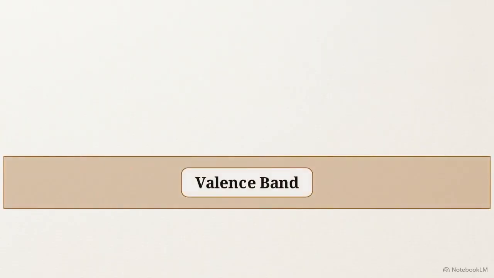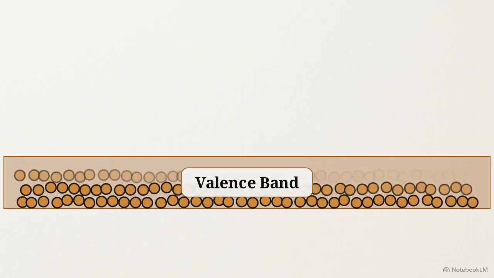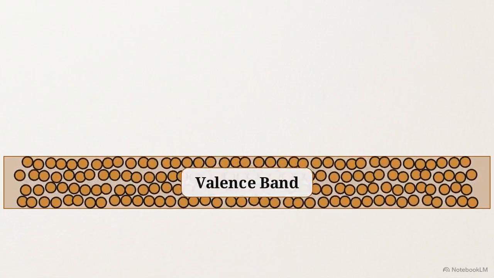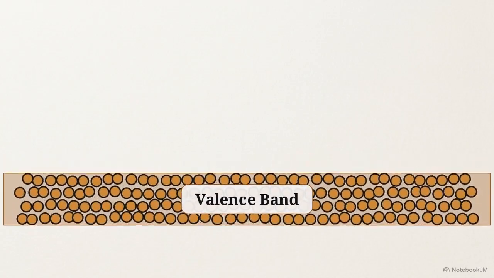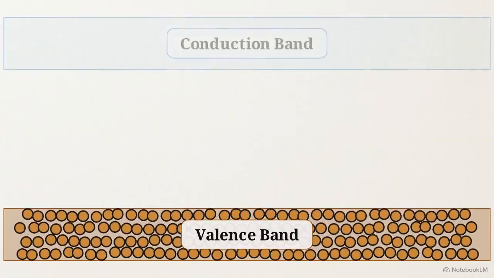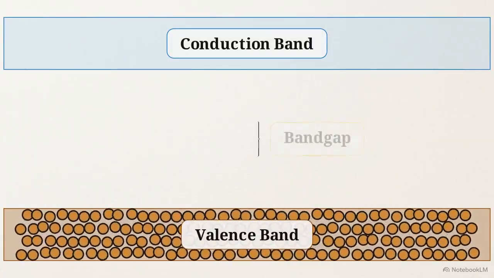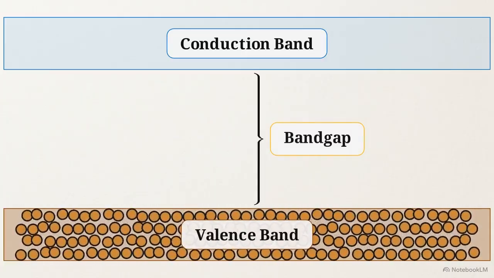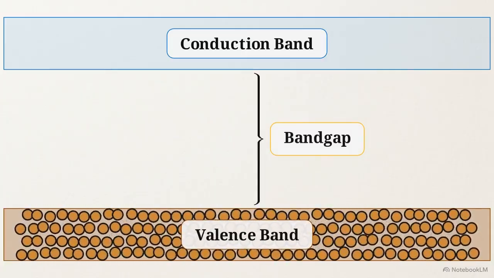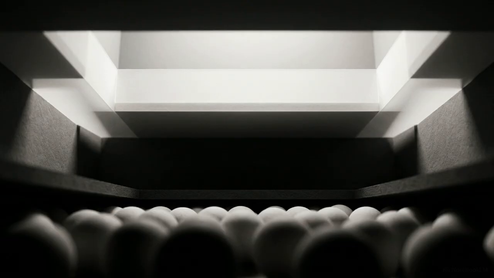Our club has two distinct levels. On the ground floor, the valence band, the crowd is packed shoulder to shoulder, vibrating with no room to walk. Above is the VIP balcony, the conduction band, completely empty. The void between them is the band gap, with no easy way across. Electricity requires movement. To get current flowing, we have to find a way to get dancers across that gap and up onto the balcony.